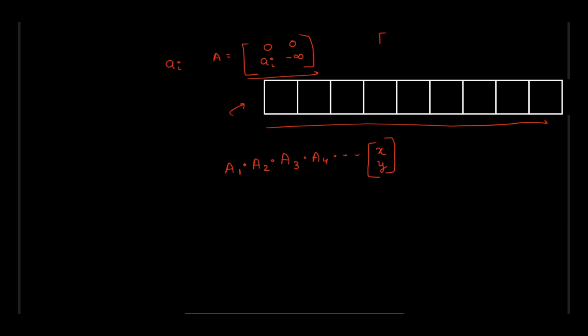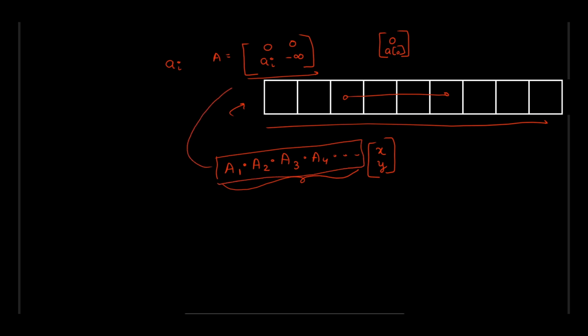So dp value of the first house would be 0 if you don't rob it, and a of 0 if you do decide to rob it. So you can see that to quickly answer the problem for any subarray, you have to do n matrix multiplication, but these matrices are already predetermined, 0, 0, ai and minus infinity.